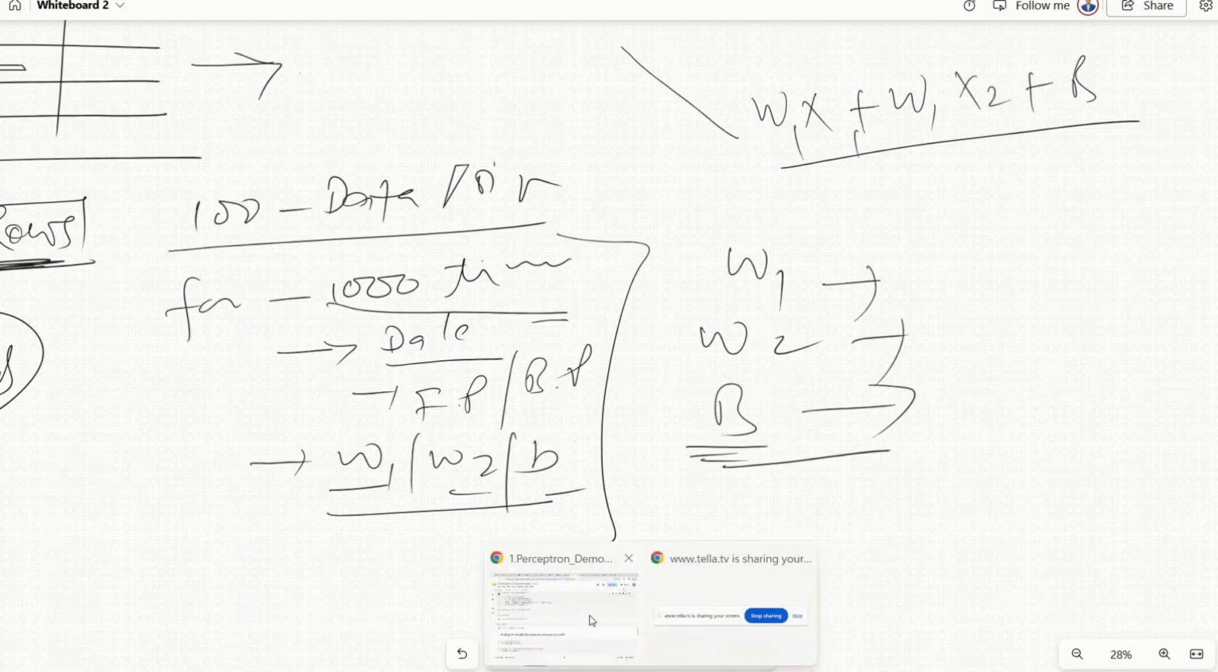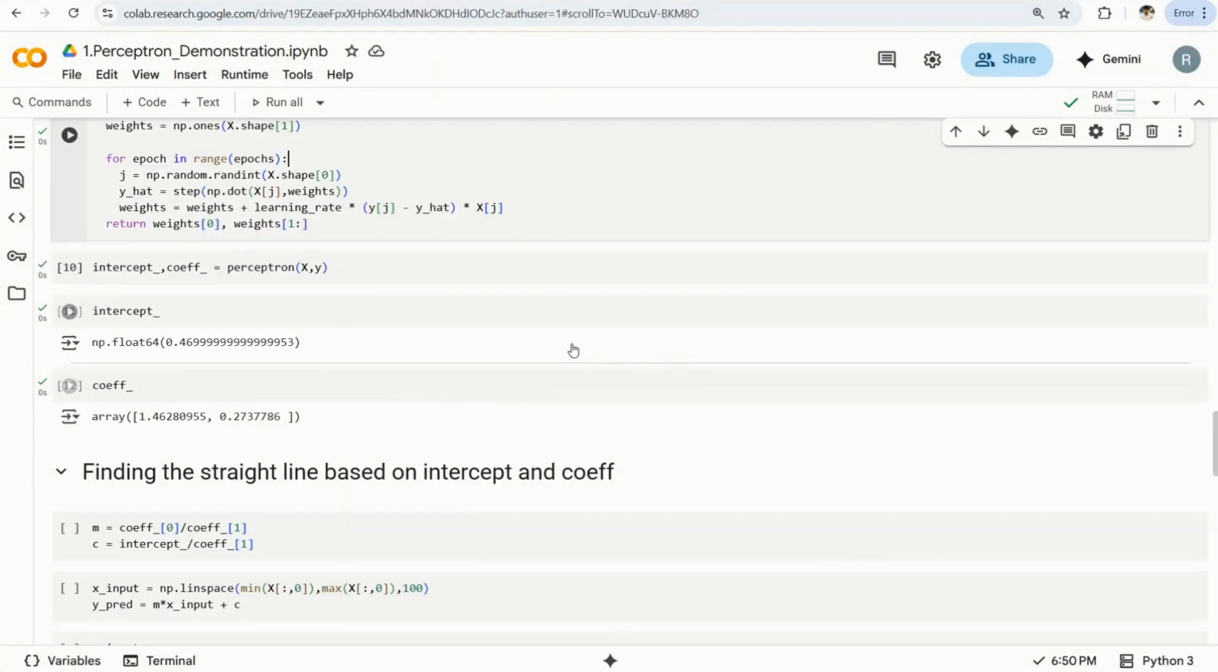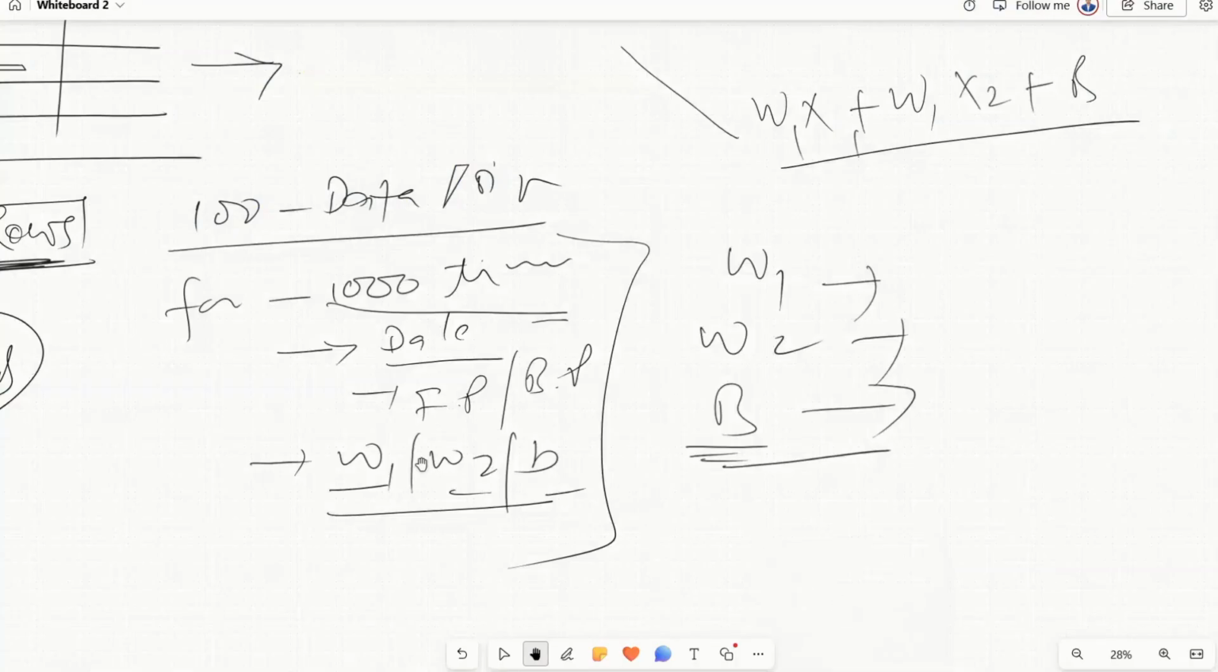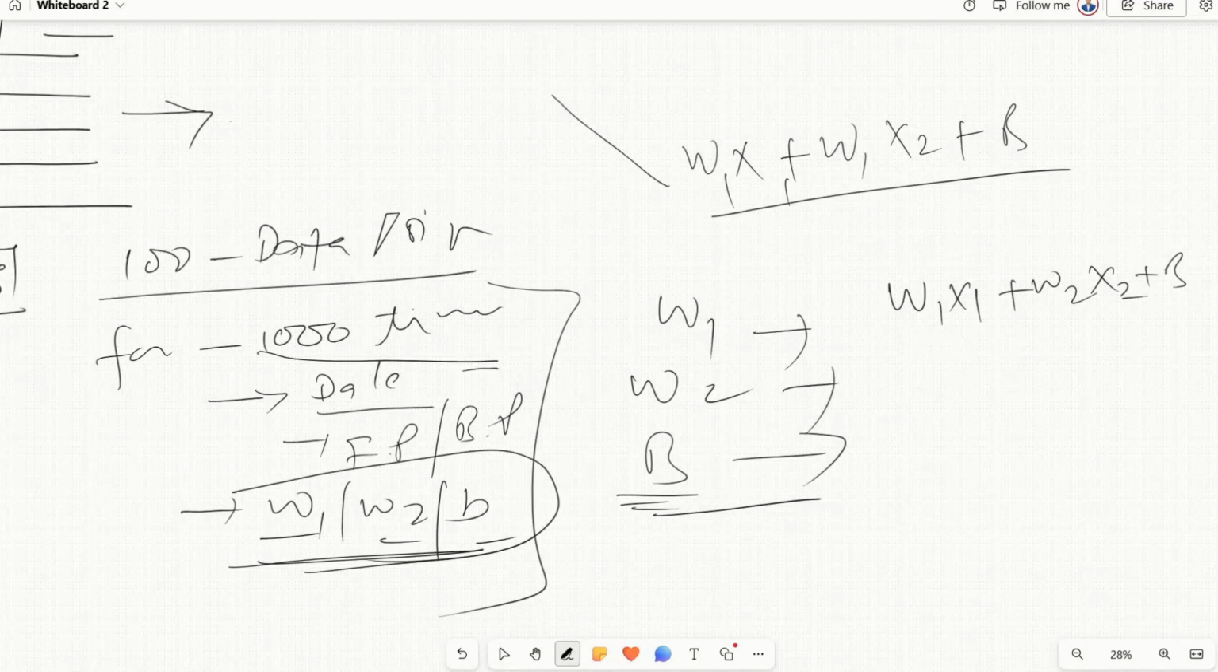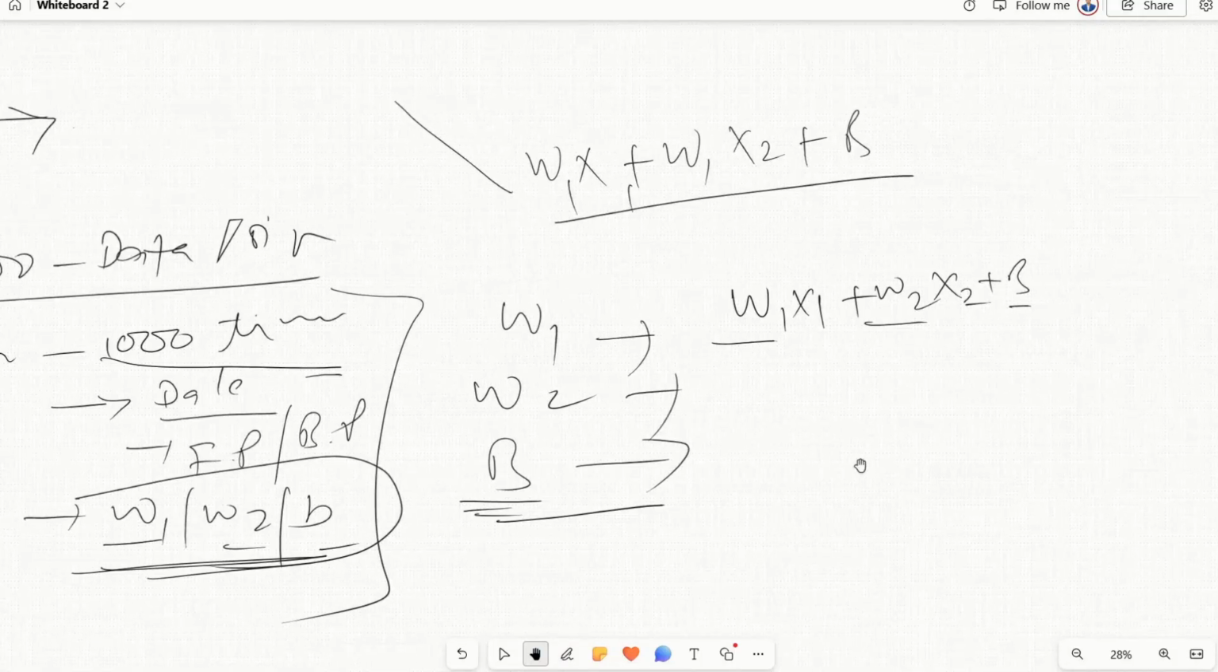Okay, so here I have all three of these values. Whatever you got here from this equation, actually you got the coefficients. So my w1 into x1 plus w2 into x2 plus b. From this equation I found what my w1 is, what my w2 is, and what my b is. And you can see that this is basically a straight line.